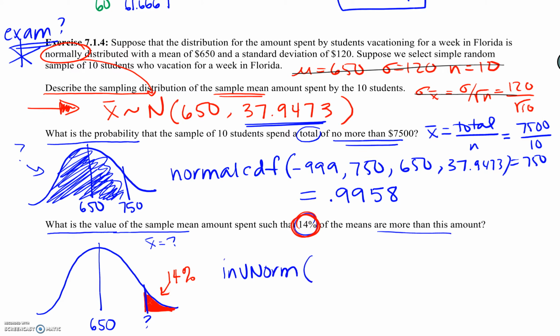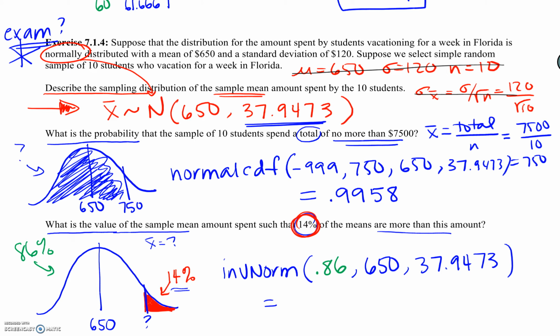Remember, for inverse norm, we feed it the left side probability. So since 14% is on the right, we need to figure out that 86% is on the left. So we'll put in that as our left side probability. And then again, just our mean and standard deviation from the first part of the problem. Like I said, on that next exam, I'm going to try to help you out by having that first part. And then we just type it in. We know it's got to be something more than 650 before we even get started based on our drawing. 0.86, 650, and 37.